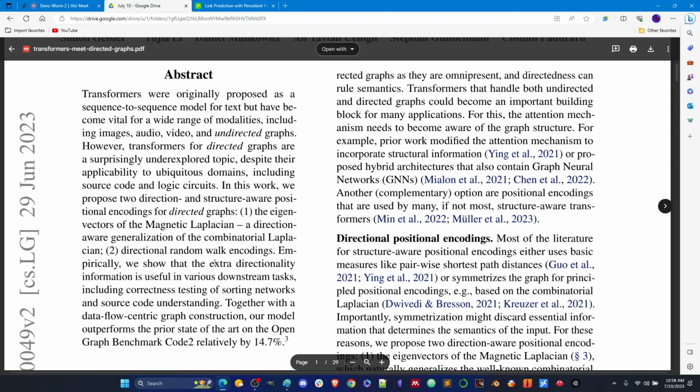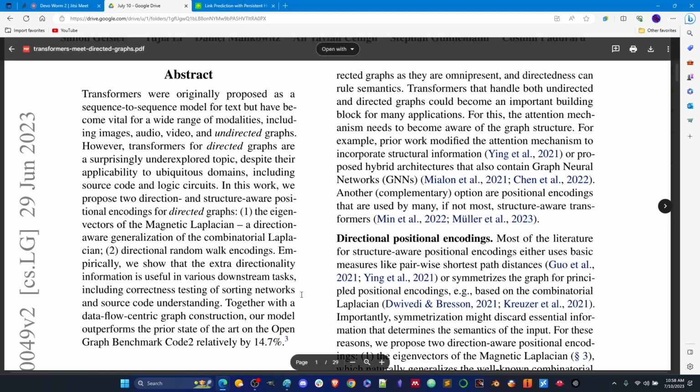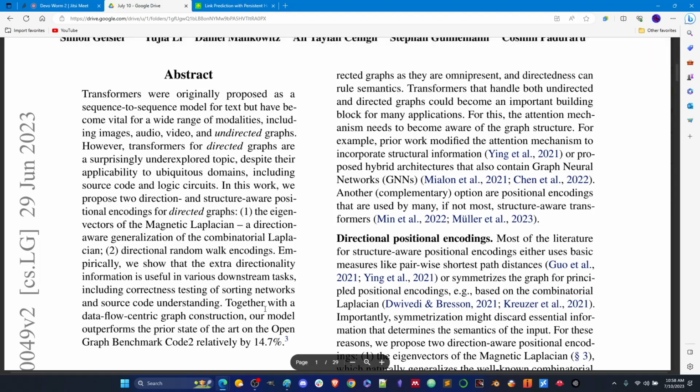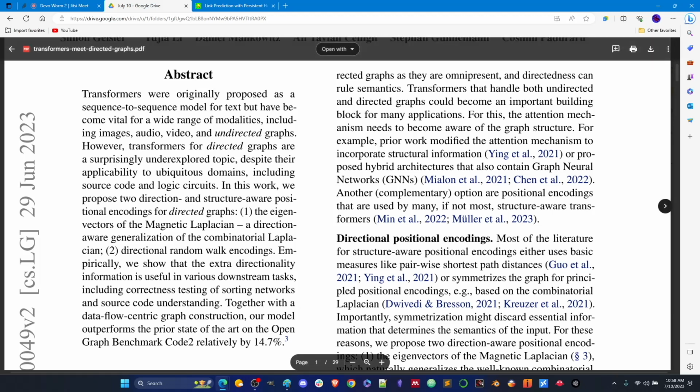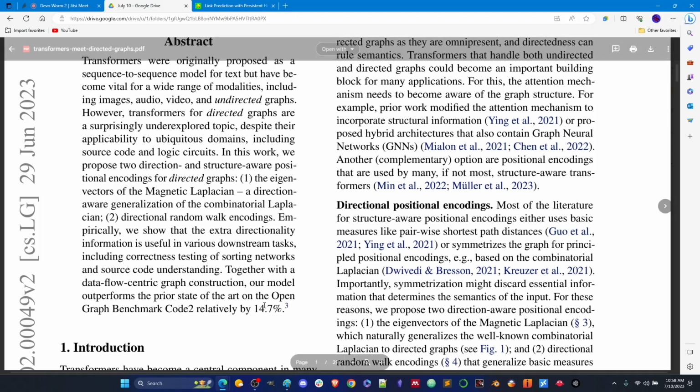Empirically, we show that the extra directionality information is useful in various downstream tasks, including correctness testing of sorting networks and source code understanding. Together with a data flow-centric graph construction, our model outperforms the prior state-of-the-art on the Open Graph Benchmark Code 2 relatively by 14.7%.